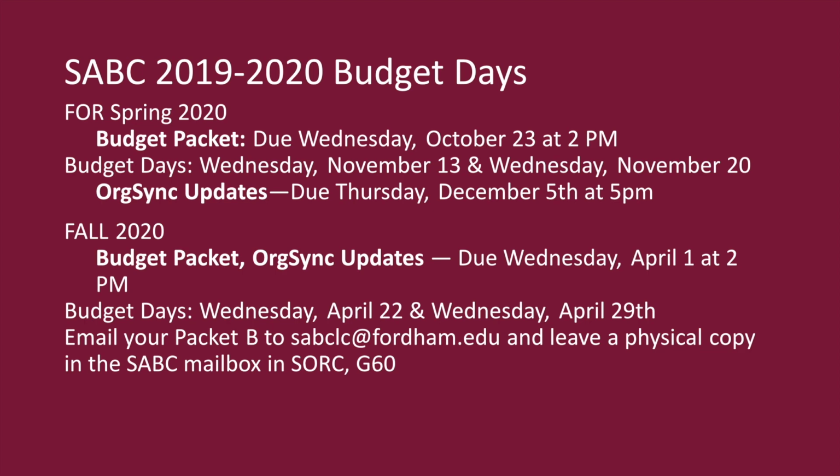For fall 2020, your budget packet and all OrgSync updates are due on Wednesday, April 1st at 2 p.m. This means your club must conduct elections before Wednesday, April 1st, so that you will be able to submit your new board in OrgSync by that deadline. As a reminder, this must be submitted by Wednesday, April 1st at 2 p.m., and these are for items that you would like to spend in fall 2020. The fall budget days will occur on Wednesday, April 22nd and Wednesday, April 29th.